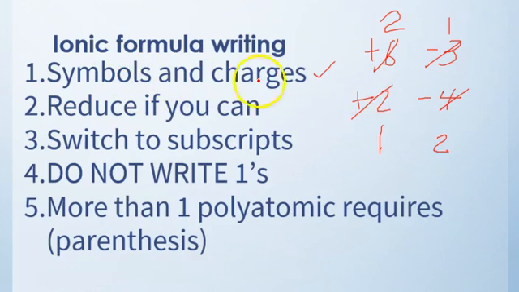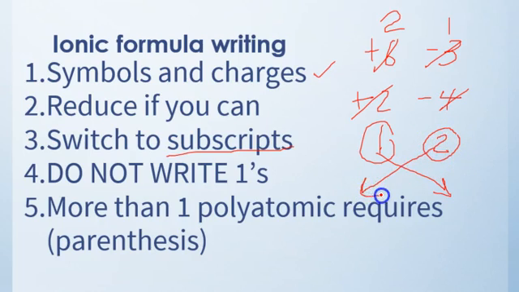So first step was symbols and charges. Second step is reduce if you can. Then once you have your charges reduced, or if they didn't reduce, once you just have your charges, you switch them to subscripts. So the element that started out having the 1 gives the element that it's bonding with the 1, which we don't write. And the element that had the 2 is going to give it to the element it's bonding with, and we'll have a subscript of 2.